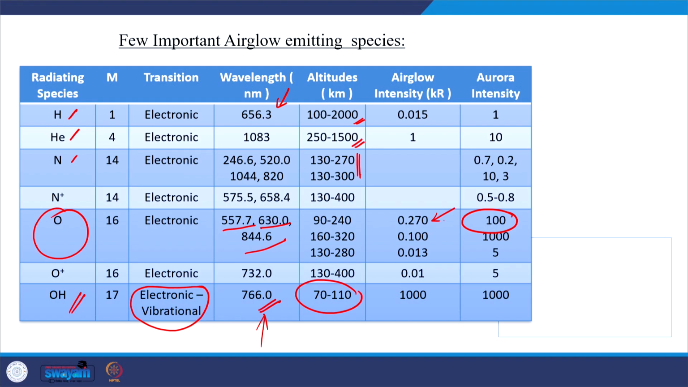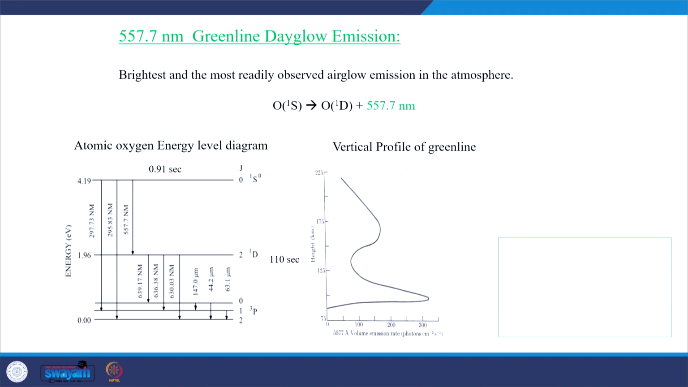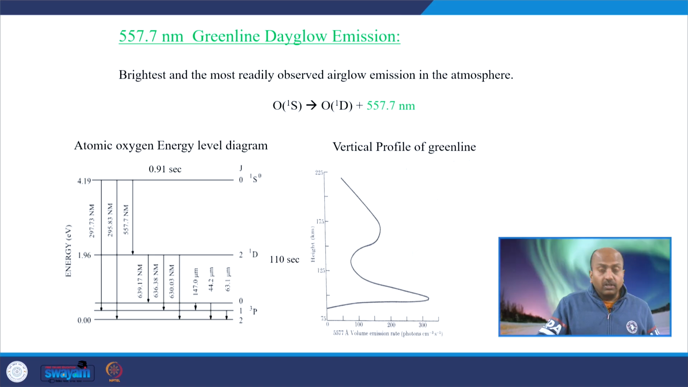So, airglow is important in the sense it can provide highly valuable information about the atmosphere, and many species can radiate airglow, and it is very important for you to remember the type of spectral transition and also the characteristic wavelength at which these emissions are made, and a comparative picture between airglow intensity and the auroral intensity. Now, in this lecture we will talk about two important airglow emissions which are the most readily observed airglow emissions in the upper atmosphere.